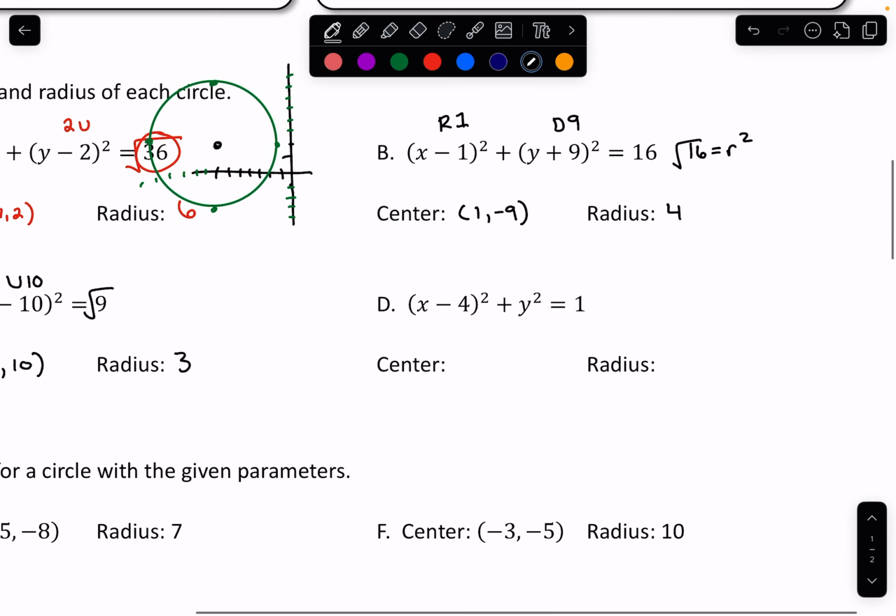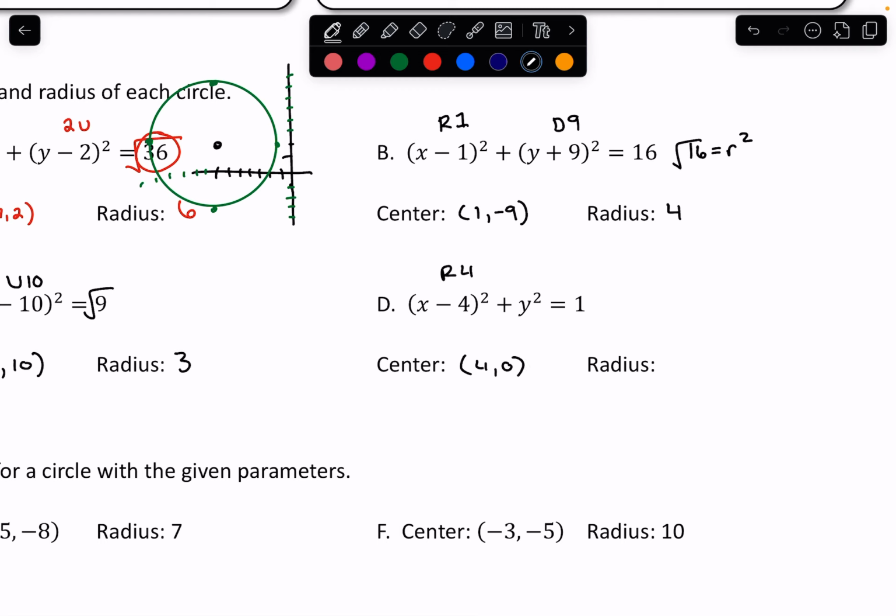Example D, -4 means I'm shifting to the right 4. Nothing with the y means I'm not shifting up and down, so my center is 4, 0. The square root of 1 is 1, so it has a radius of 1. So this one goes over 1, 2, 3, 4. That's my center, and then it goes a 1 in each direction, and there's my circle.